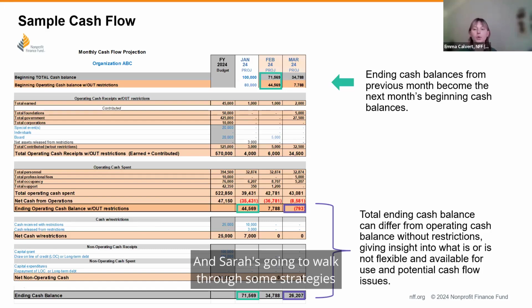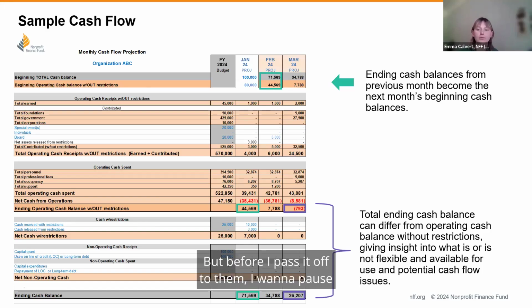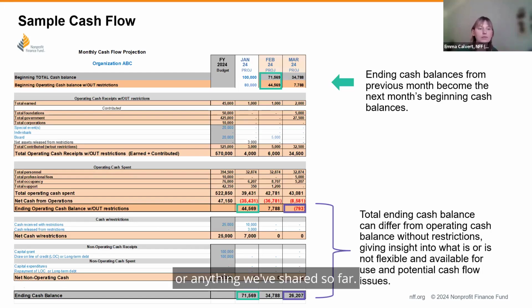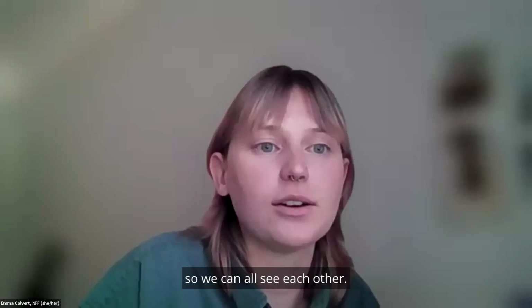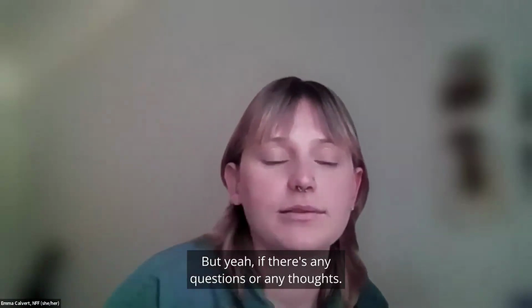And Sarah's going to walk through some strategies about how to manage cash flow when you run into these issues. But before I pass it off to them, I want to pause and see if there's any questions around the tool or anything we've shared so far. And I'll just stop sharing my screen so we can all see each other. If there's any questions or any thoughts.